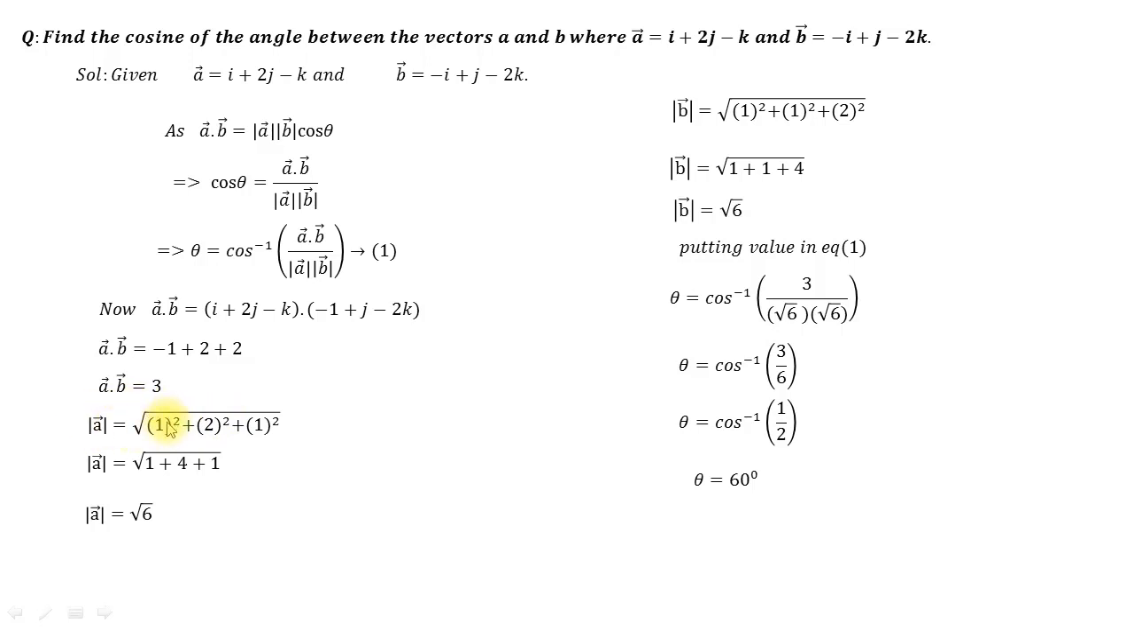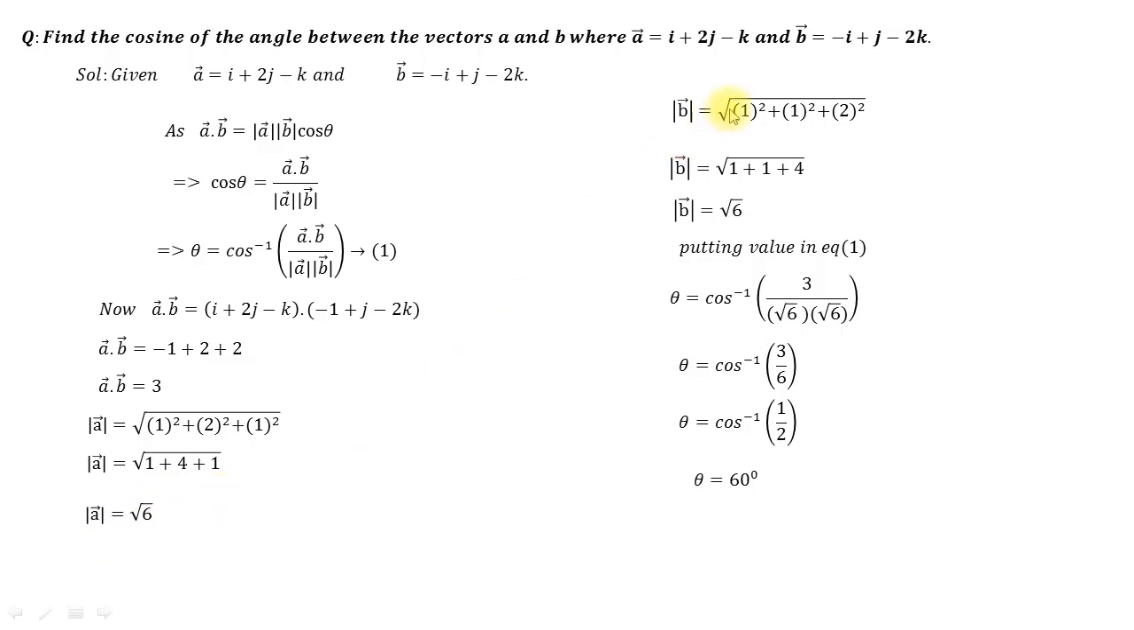So the first component is 1, the second component is 2, and the third component is minus 1. But we can write minus 1 squared or plus 1 squared; in both cases we obtain 1. So 1 squared is 1, 2 squared is 4, and 1 squared is 1. So 4 plus 1 plus 1 is equal to 6. So the magnitude of vector A is under root 6.